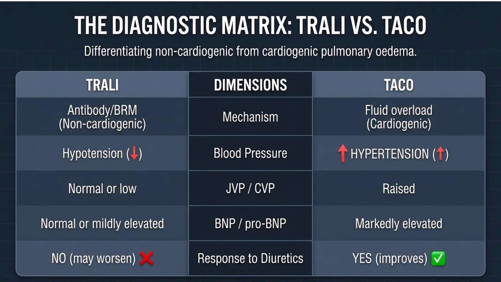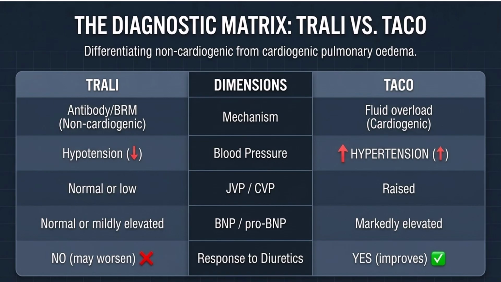In TRALI, it is normal or low, with no fluid overload, whereas in TACO it will be raised, evidence of volume excess. BNP and pro-BNP: in TRALI, normal or only mildly elevated as the heart is not stressed, whereas in TACO it will be elevated. BNP will be more than 250 pg/ml in TACO patients. BNP is a cardiac strain biomarker. It is the most useful investigation to order at the bedside.